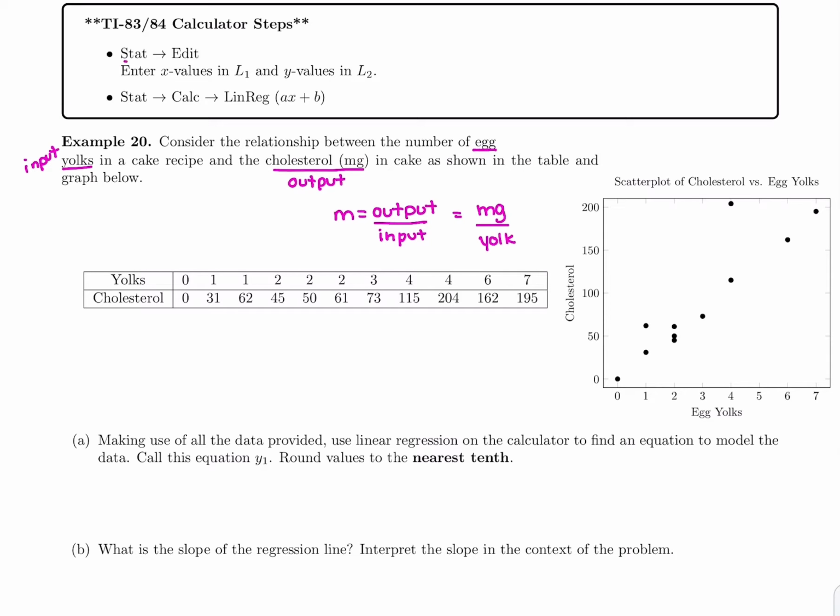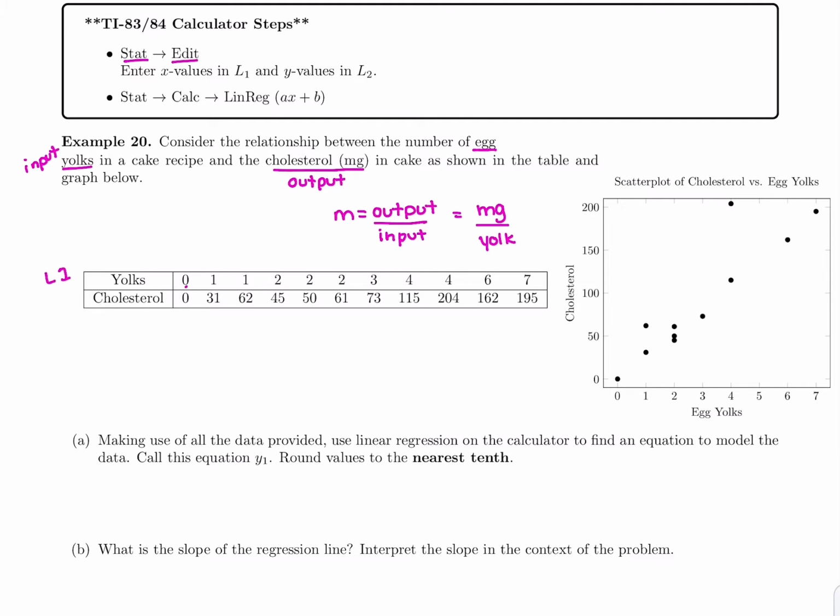So looking at my calculator, I want to find the stat button, and it's next to the circle on the calculator. And I'm going to go over to edit. So I'm going to go stat, and I'm just going to press enter to get to edit on my calculator. And for L1, I'm going to plug in the numbers 0, 1, 1, 2, 2, 2, 3, 4, 4, 6, 7. I'm going to plug in all of those numbers under L1.